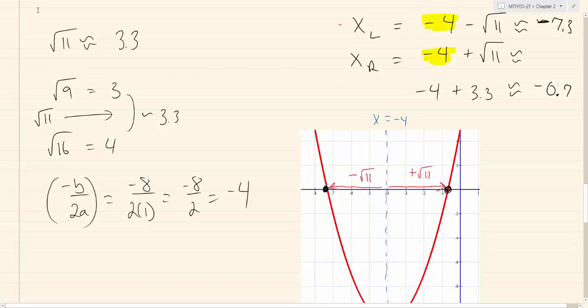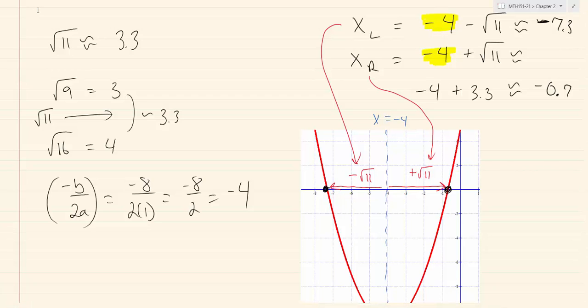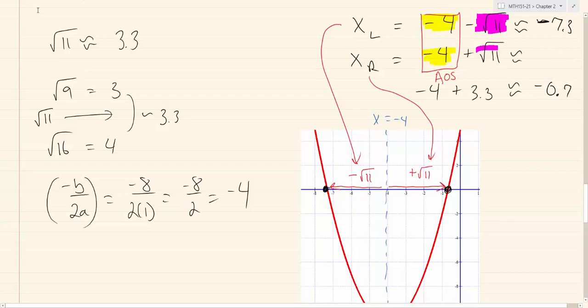Negative 4 minus root 11, negative 4 plus root 11. See the symmetry? There's a reason why there's a plus minus there. This is your line of symmetry. And these numbers, the plus root 11 and the minus root 11, those numbers are the distance off of the axis of symmetry that your x-intercepts are located.